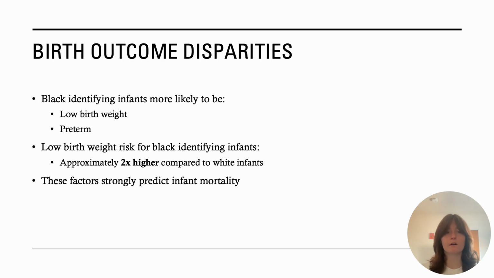Okay, reviewing birth outcome disparity. Black identifying infants are more likely to be born low birth weight or preterm, and the low birth weight risk for Black identifying infants is 2 times higher when compared to white infants. All these factors strongly predict infant mortality, and as said in the beginning of the presentation, infant mortality indicates population health. So when we have high risk factors for infant mortality and high infant mortality, we can then infer that there are serious inequities in population health.